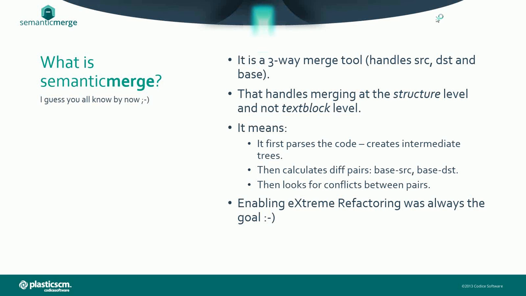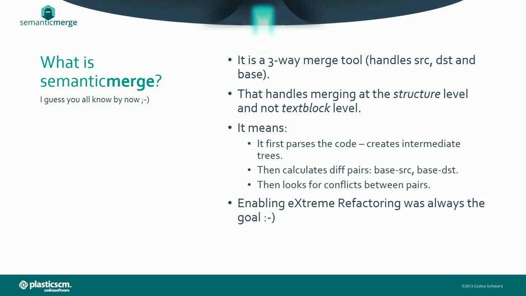The base, right? Regular merge tools are based on text block level, like the merge tool we include with Plastic SCM. They are all based on just looking for changes in text. But what Semantic Merge is able to do is to actually handle the conflicts at a structure level.